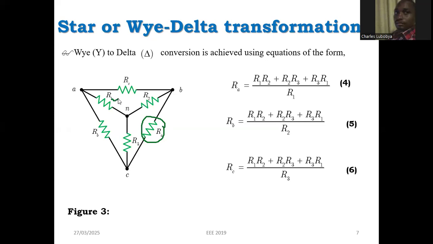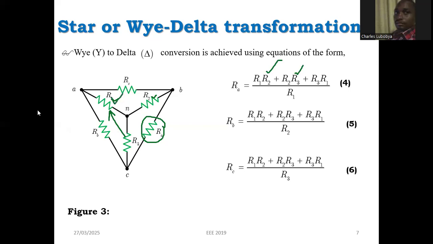Multiply R1 and R2, plus R2 and R3, which is that part, plus R3 multiplied by R1. So you go around multiplying each of these in pairs of 2, R1 multiplied by R2 plus R2 multiplied by R3 plus R3 multiplied by R1 in that fashion. Then you divide everything by the resistor opposite to RA. In this case, it is R1.